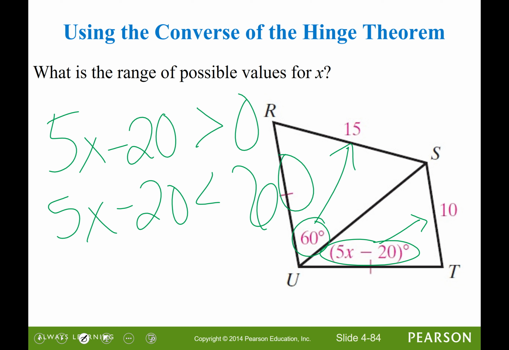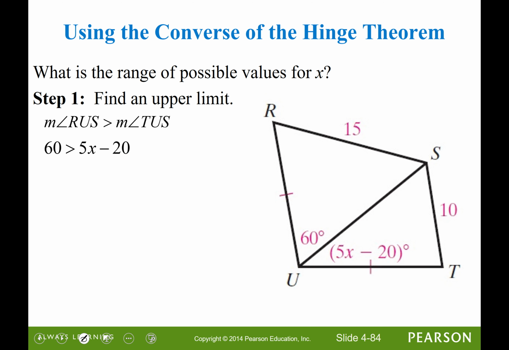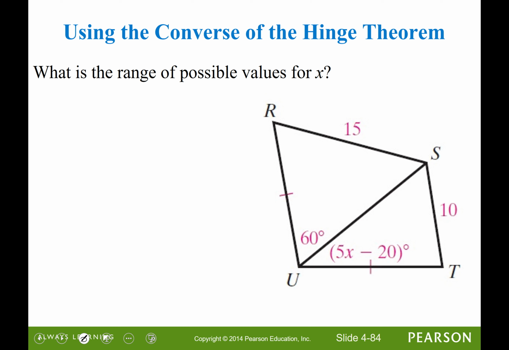So it has to be between 0 and 60. So our algebraic expression, I'm going to write this out different. Our algebraic expression, 5x minus 20, has to be between 0 and 60.